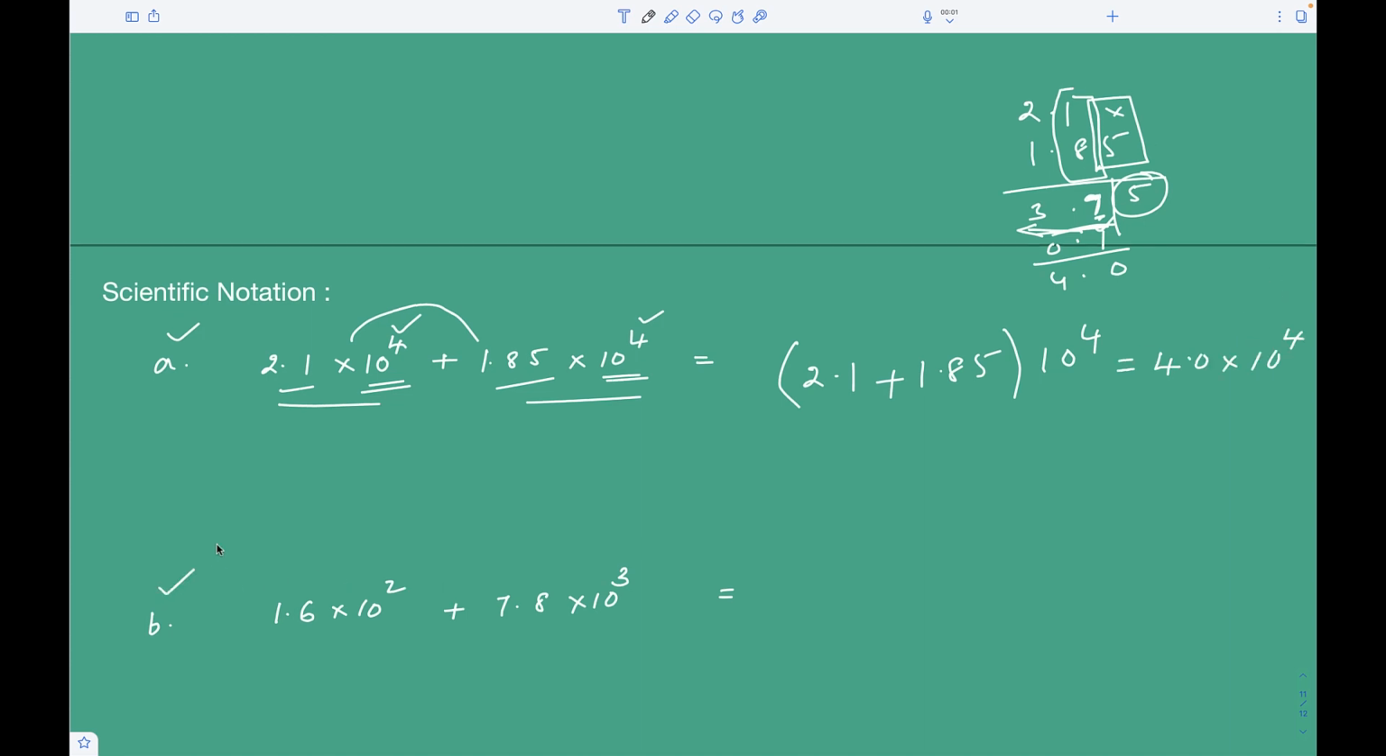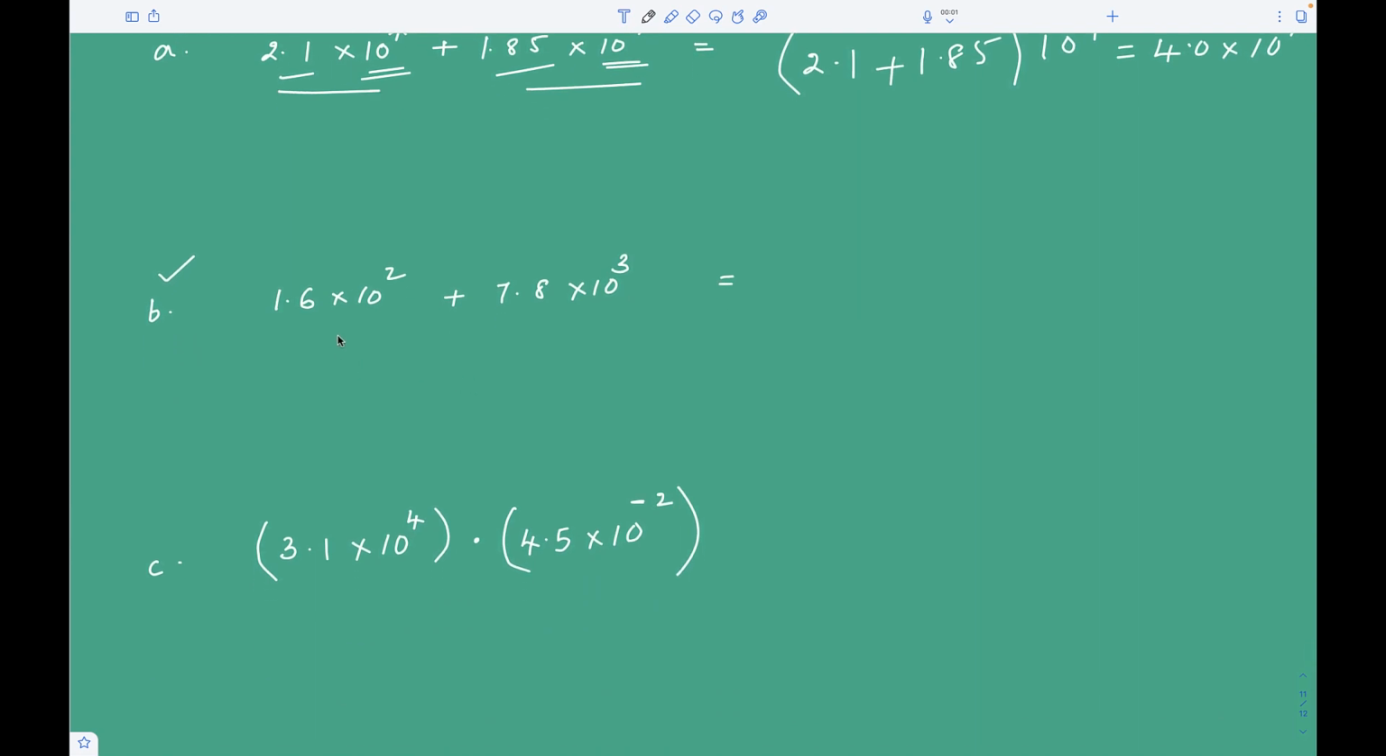But the next example is not as straightforward because these exponent terms are not the same. These exponents do not have the same value. So you cannot simply add these significands to get the answer. Don't make that mistake. And there are two ways to perform this addition.